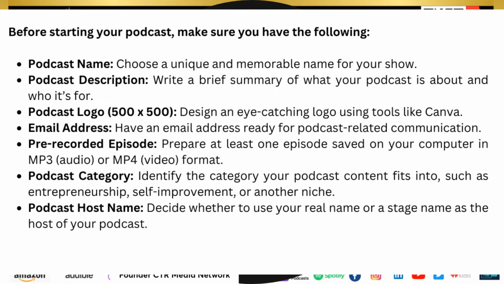These are the 7 things that you really need to know before you try to start going over to Spotify for creators. You need to have some things already done. Like you need to know what your podcast name is going to be. You need to know what your podcast is going to be about. That's your podcast description. You need to already have a logo ready in the size of 500 by 500.